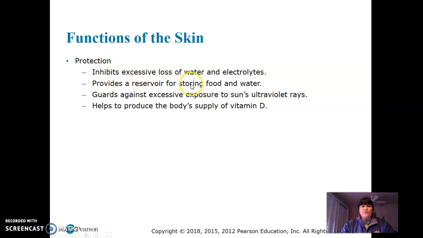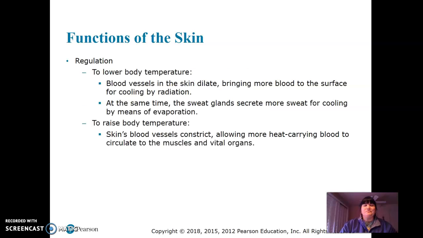All right, reservoir for storing food and water. There's fat under our skin. It guards against excessive exposure to the sun, helps producing vitamin D. Yes, you do need sun exposure, yeah? And you make vitamin D in your skin.